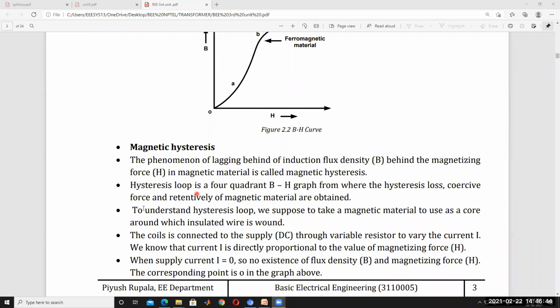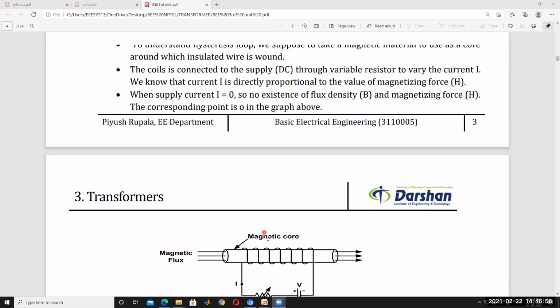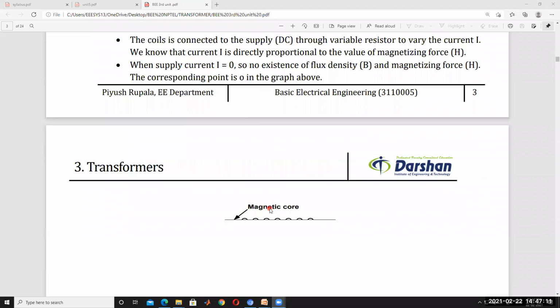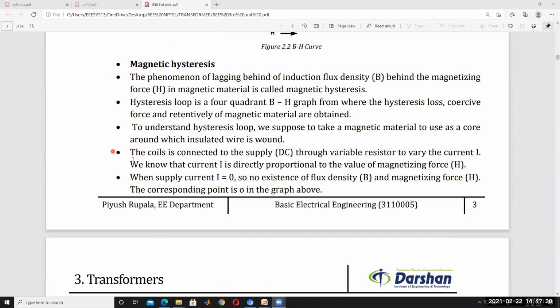To understand the hysteresis loop, we take a magnetic material as a core, around which insulated wire is wound like this. The coil is connected to a DC supply through a variable resistor to vary the current.